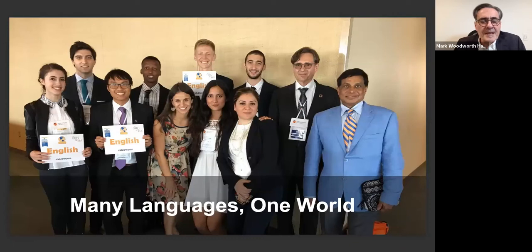And what we have seen is that there are many languages, but we have only one world. I've chosen this picture because these are MLOW winners, and we'll be listening to 3 of those essayists who are multilingual. And here we also see Mr. Ramu Damodaran, who was the co-founder of this Many Languages, One World program that we'll be talking about later. So thank you very much.